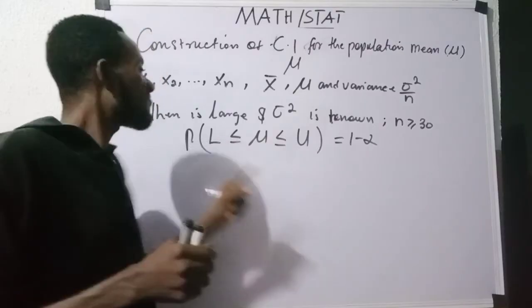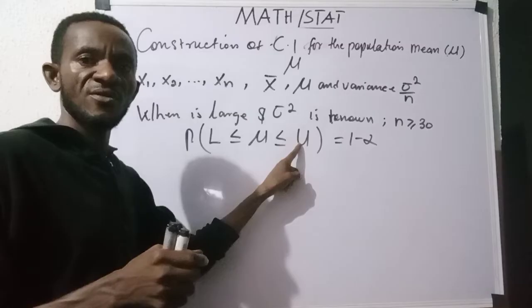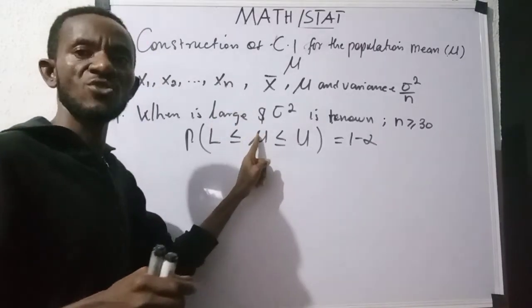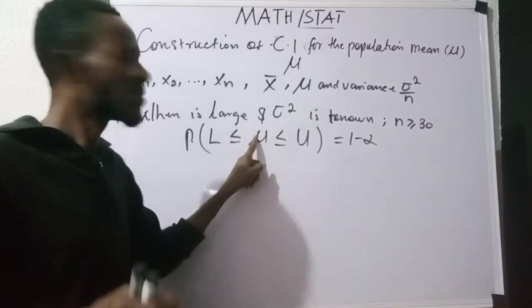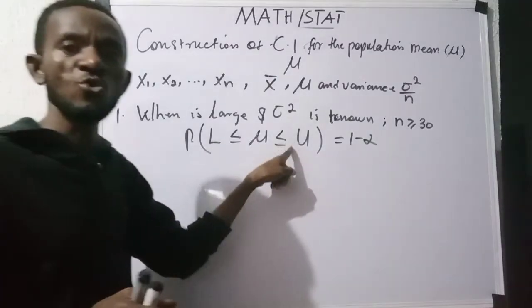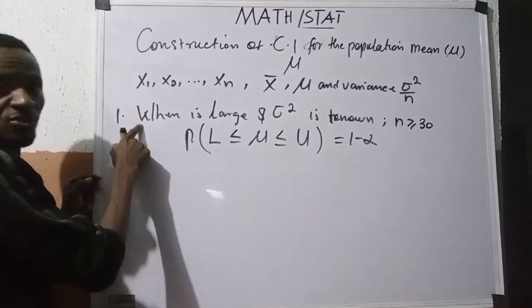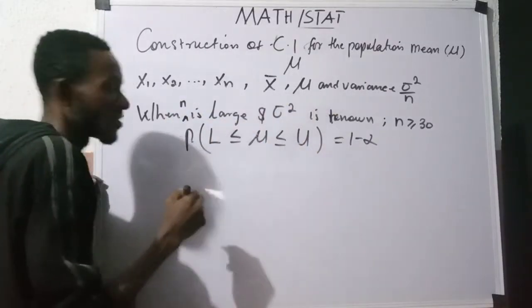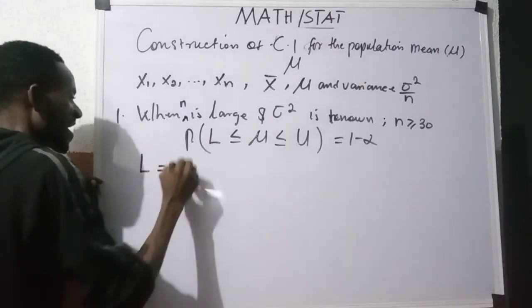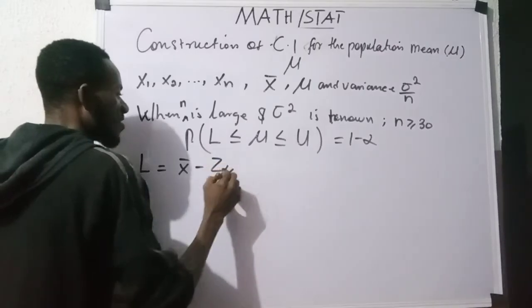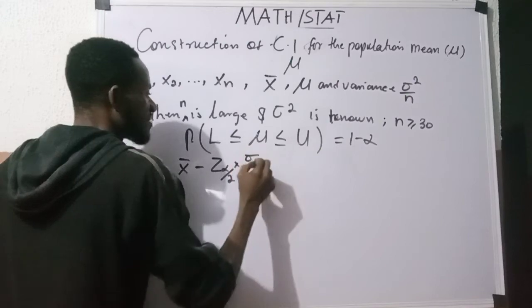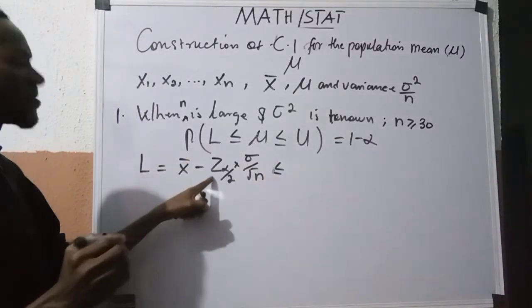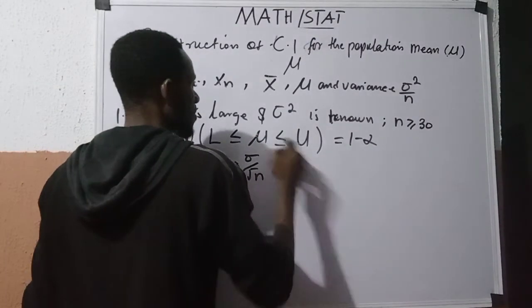Now, for us to obtain the values of L and U, where we are 1 minus alpha confident that L and U are going to contain this unknown population mean mu, the values of L and U under this condition, when n is large and sigma squared is known, are as follows. L equals x bar minus z of alpha over 2 multiplied by sigma over square root of n, and that is less than or equal to mu.